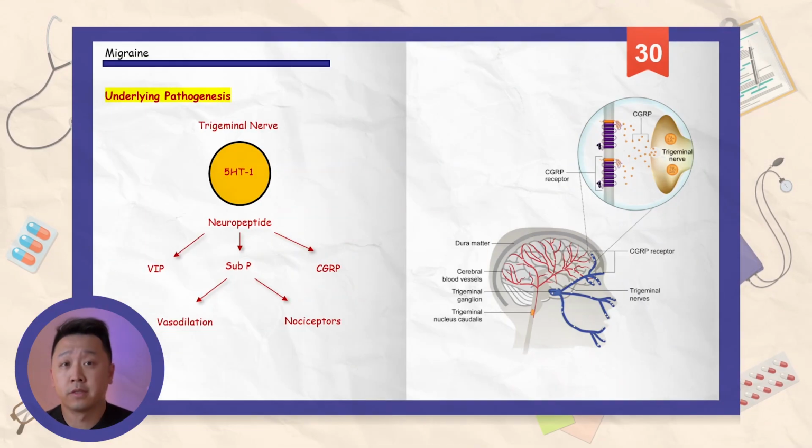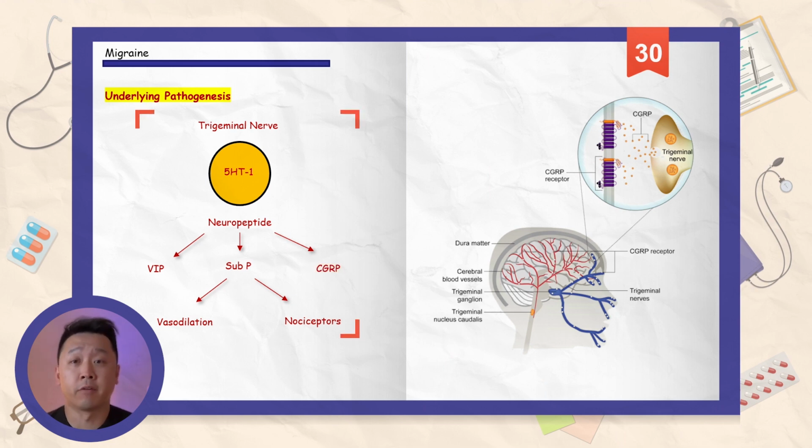The underlying pathogenesis of migraine is due to the release of neuropeptides from the trigeminal nerve to the cerebral vascular blood vessel, which causes vasodilation as well as triggering pain signals in the brain via the nociceptors. The major proponents of these neuropeptides include VIP, substance P, as well as CGRP. CGRP is a potent vasodilator which will cause the blood vessel to widen as well as promoting neurogenic inflammation. This stimulation of vasodilation can be perceived as a pulsating type of pain commonly associated with migraines.